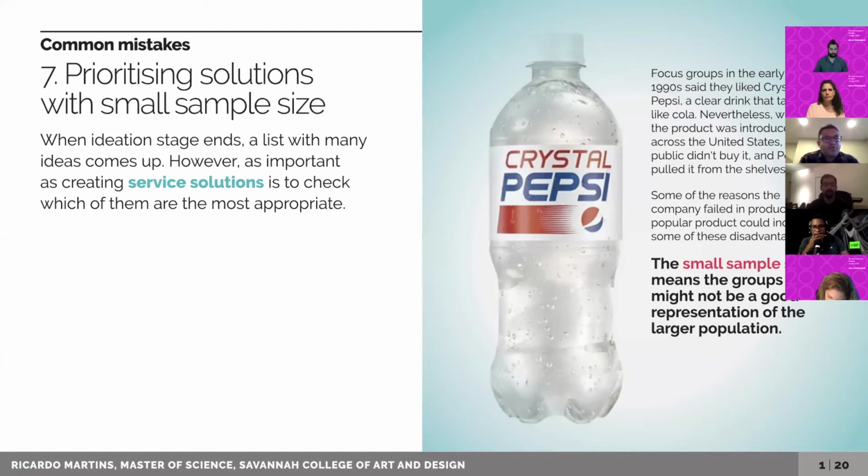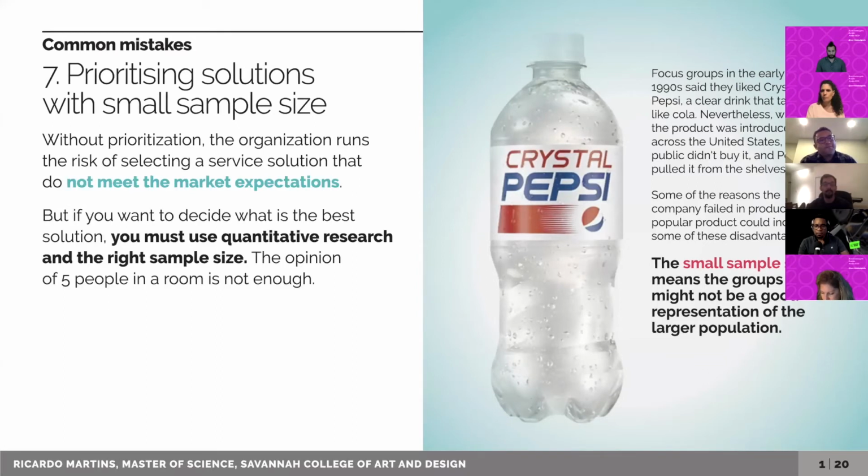The seventh mistake is to prioritize solutions with a small sample size. When the ideation stage ends, a list with many ideas comes up. However, as important as creating service solutions is to check which of them are the most appropriate. Without prioritization, the organization runs the risk of selecting a service solution that does not meet the market expectations. But if you want to decide what's the best solution, you must use quantitative research and the right sample size. The opinion of 5 people in a room is not enough.